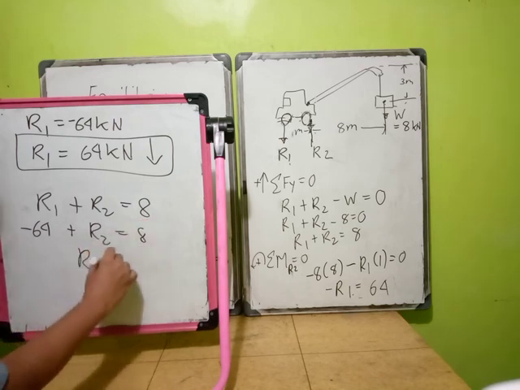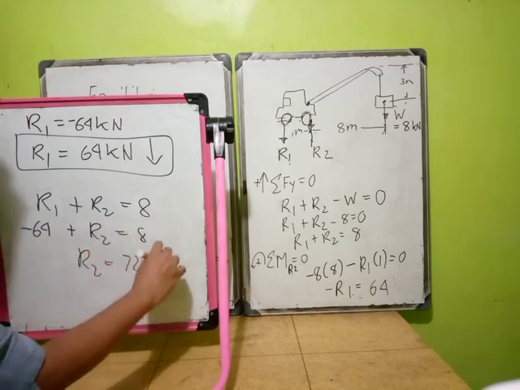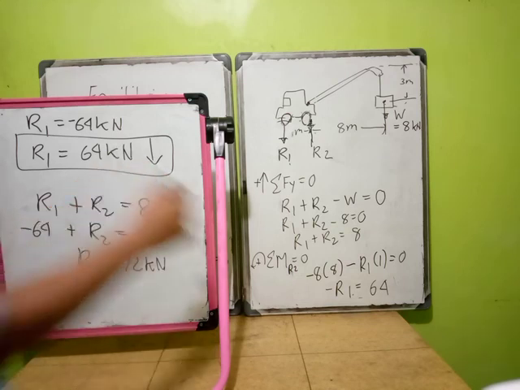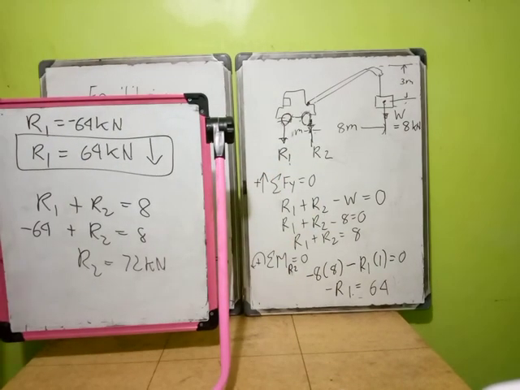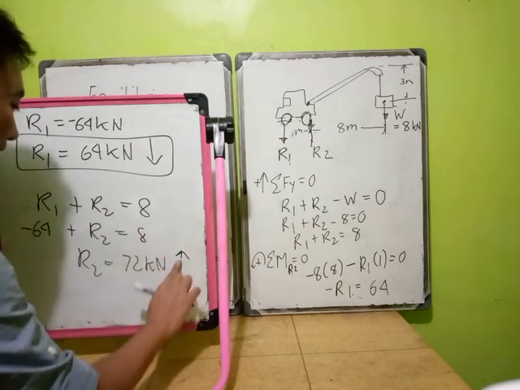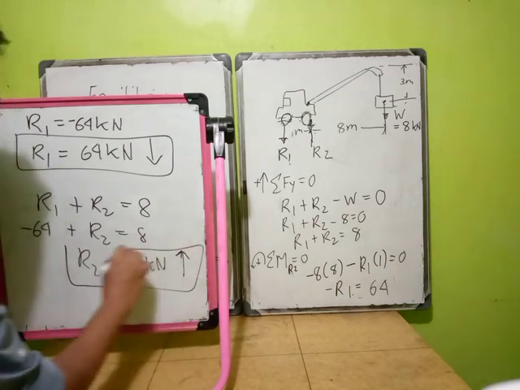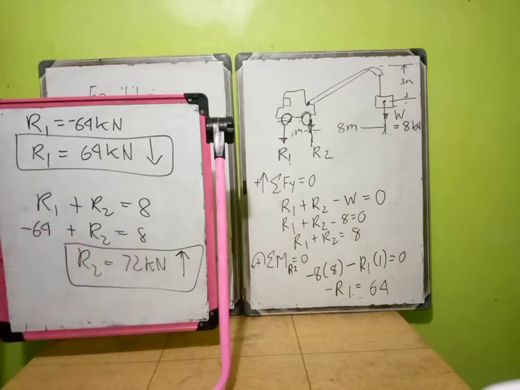So, therefore, R sub 2 is equal to 72 kilonewton. Okay? Dahil positive siya, so tama yung direction na inassume natin nung una. So, upward siya. So, ganyan yung pag-solve ng problem using equilibrium equations. Okay? So, this is how you do it. Okay? So, I hope meron kayong naintindihan. Okay? So, maybe in the next videos, magsosolve tayo ng actual problems using equilibrium equations nang sa ganon mas maintindihan natin. Okay?